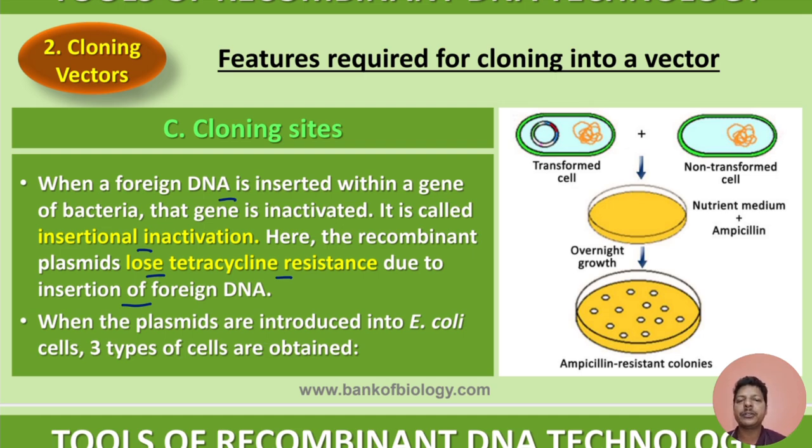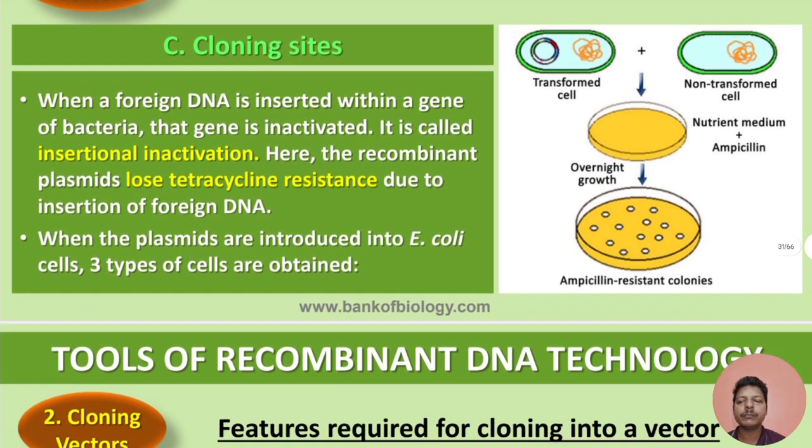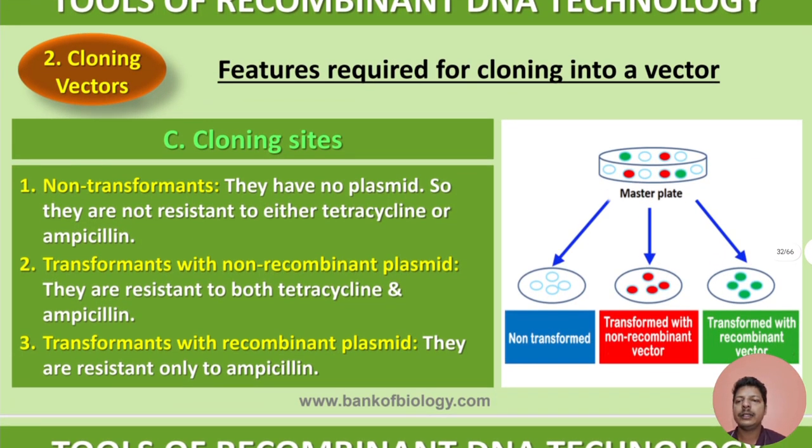When the plasmids are introduced into E. coli cells, three types of cells are obtained. First are non-transformants. They have no plasmid, so they are not resistant to either tetracycline or ampicillin. Second is transformants with non-recombinant plasmid, which are resistant to both tetracycline and ampicillin. And third is the transformant with recombinant plasmid. They are resistant only to ampicillin.